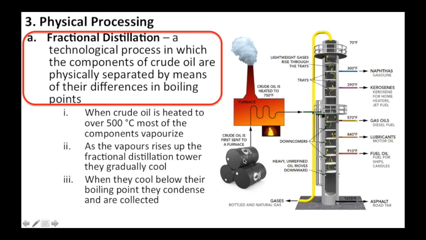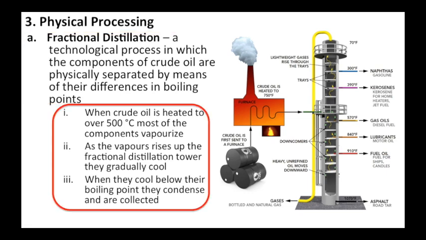And remember, crude oil contains a whole bunch of different chains of hydrocarbons all mixed together in this soup. Okay, we put it in a furnace, we heat it up, and we send it into this tower. And I'll explain the tower in just a little bit. When crude oil is heated to 500 degrees Celsius, it vaporizes. As the vapors rise up the tower, they cool. When they cool below their boiling points, they condense and are collected. Okay, so watch this.